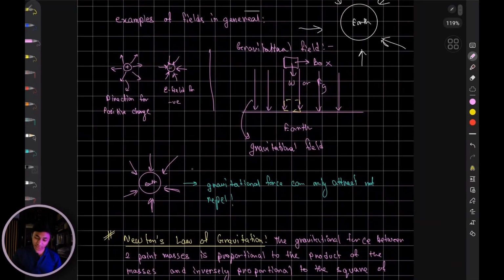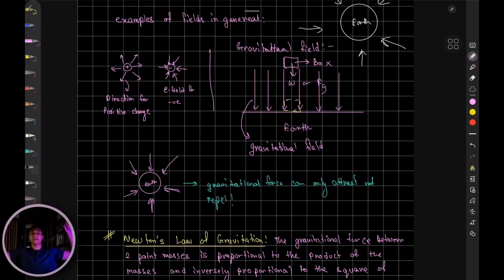Now, in case of the Earth itself, it is massive, and you're going to see it is a sphere, not a perfect sphere, but in our case, we're going to consider it to be one. And in that case, you're going to see the field lines are radial. I'm going to talk about it again, but the field lines are radial.